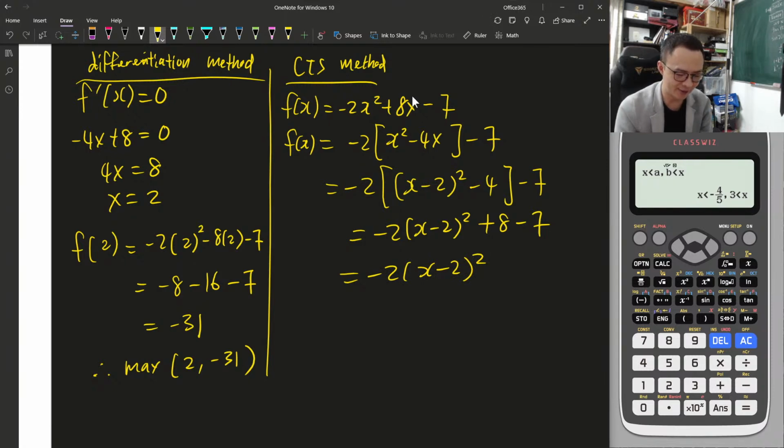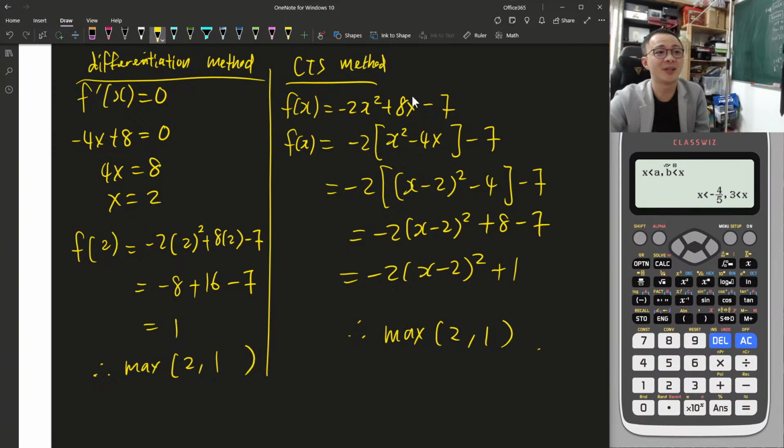Then I think, yeah, this is plus, right? I think I made some mistake here. So this one will be plus, so this one will be 1 also, because here I'm actually getting 1. Both are getting the same result. Yeah, here is plus 1. So from here, I know my maximum coordinate is (2, 1) also. Okay, so yeah, so good.